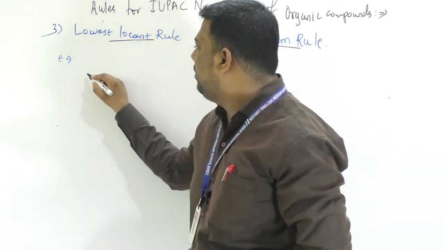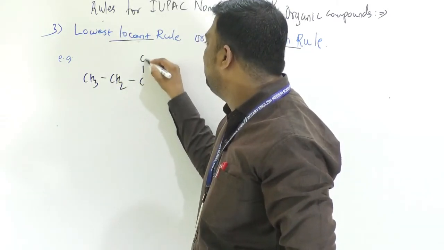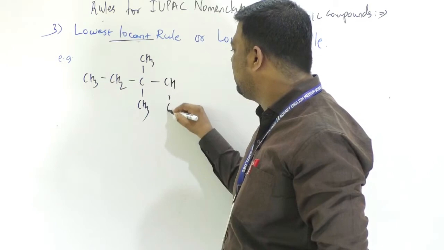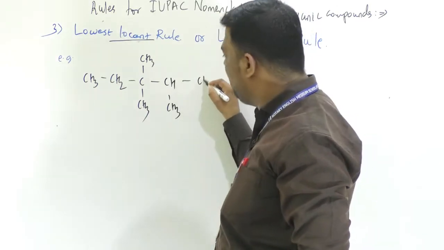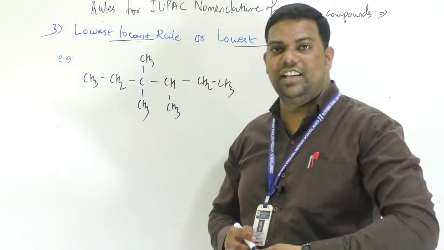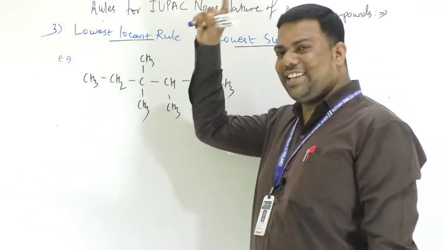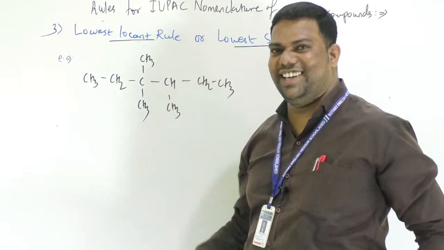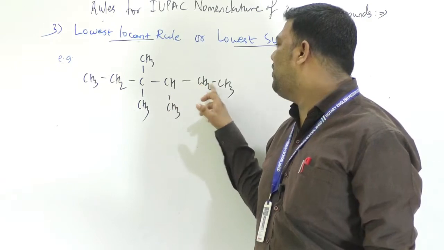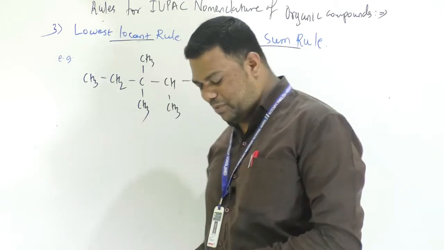They gave the first example: CH3, CH2, CH3, and here also CH3, then CH2 and CH3. No doubt, here you have to select the longest chain first, then the maximum number of substituents also. Obviously 1, 2, 3, 4, 5, 6. Numbering here is the most important part.